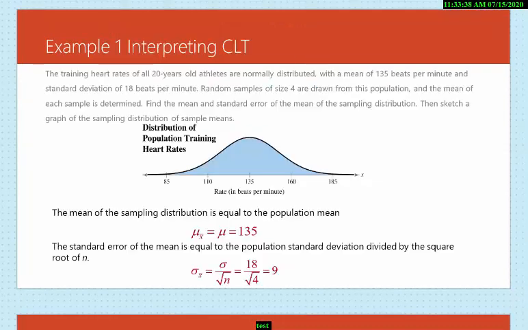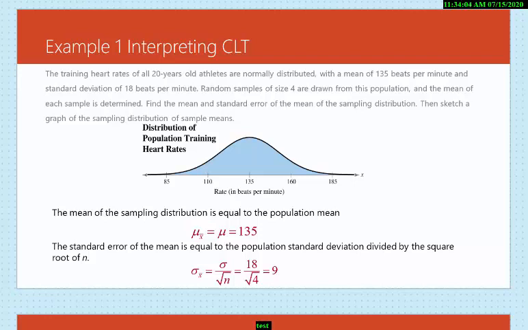Okay, let's look at another example. The training heart rates of 20-year-old athletes are normally distributed, with a mean of 135 beats per minute and a standard deviation of 18 beats per minute. Random samples of size 4 are drawn from this population, and the mean of each sample is determined. Find the mean and standard error of the mean of the sampling distribution, and then sketch a graph of the sampling distribution.